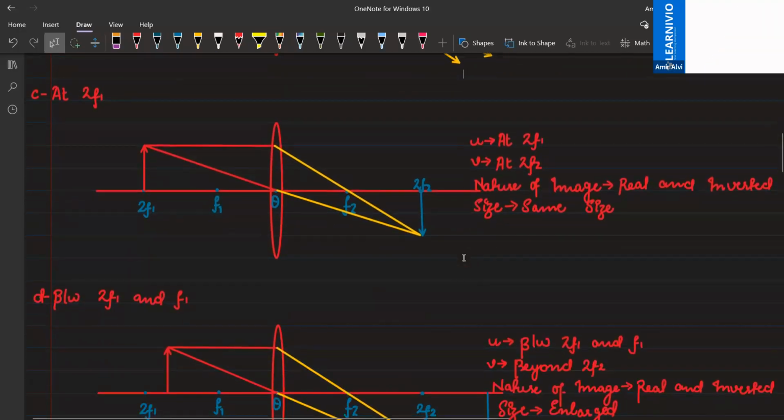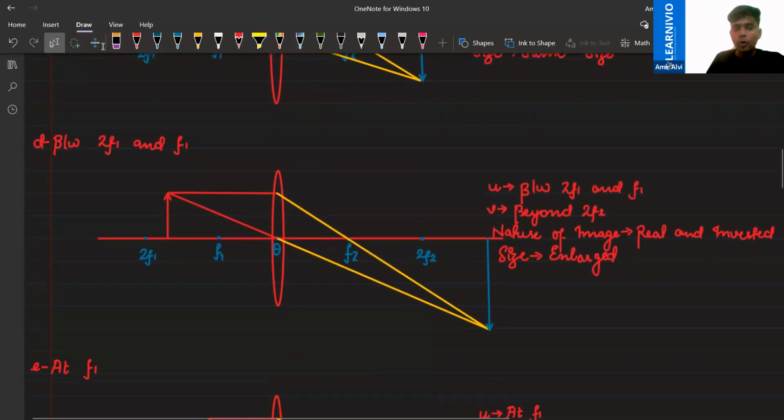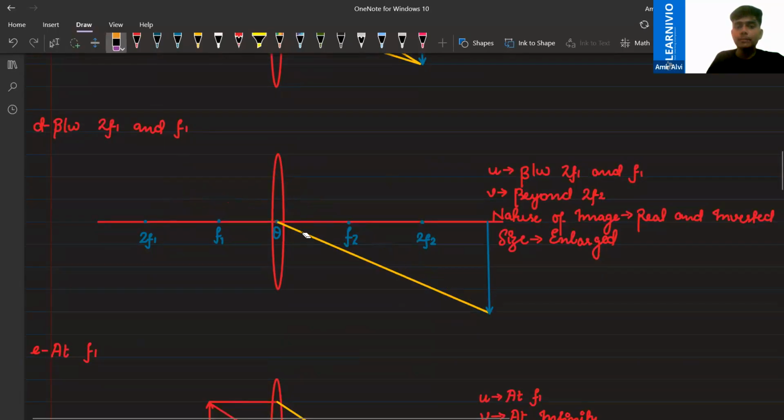Okay. Next case is basically where the image is formed beyond 2F. The object is between F1 and 2F1. Now let's place the object over here. Here is the object.